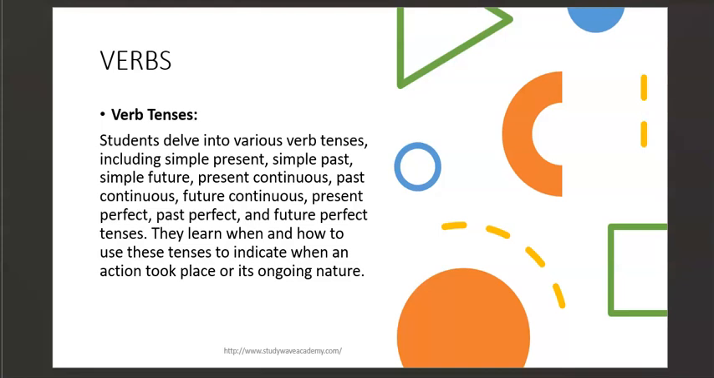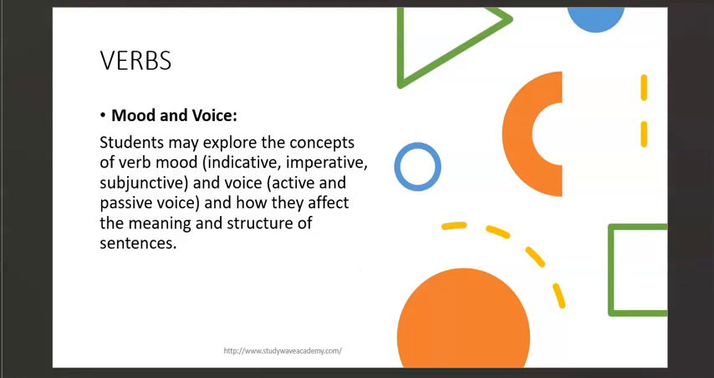Okay, the other part we look at is mood and voice. Here we may explore the concept of mood, that is indicative, imperative, subjunctive, and voice, which is active or passive voice, and how they affect the meaning and structure of the sentences.